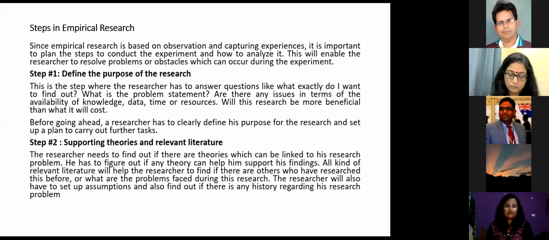Then the number 2 step, supporting theories and relevant literature. The researcher needs to find out theories which can be linked to his research problem. He has to figure out if any theory can help him support his findings. All kinds of relevant literature will help the researcher to find if there are others who have researched this before, or what problems were faced during this research. The researcher will also have to set up assumptions and also find out if there is any history regarding his research problem.